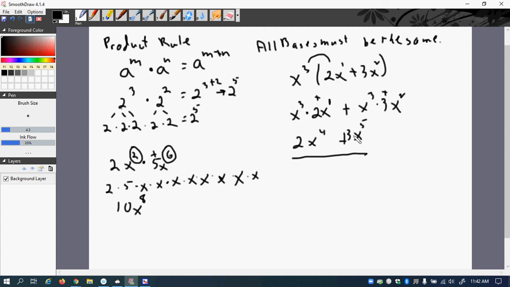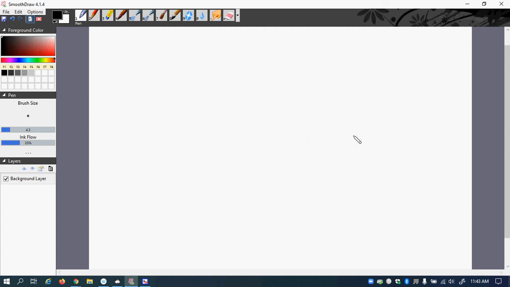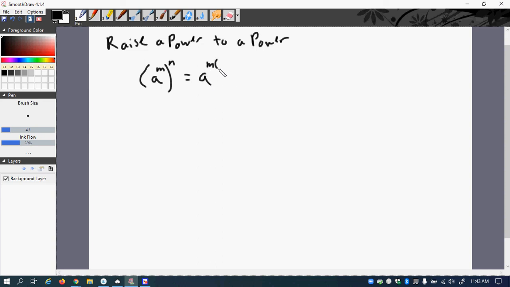So now the next rule is called raising a power to a power. And so that general rule looks like this, where you have a, the base, to the exponent of m, and then we're going to raise it again to the n. And so what that really means is that we would take the base to the m multiplied by n. And this is the general form.